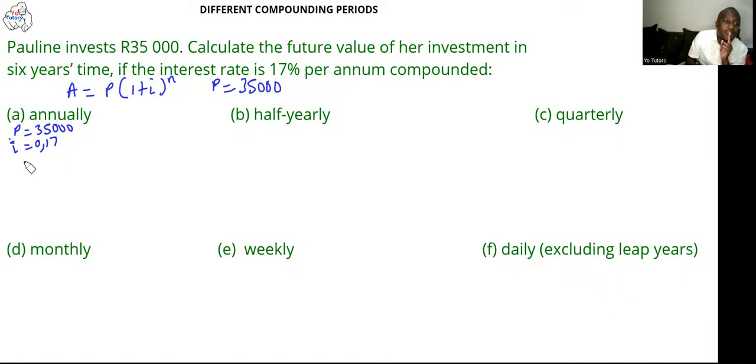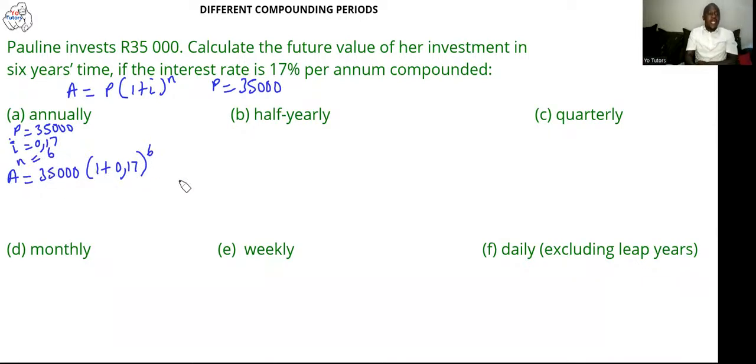So if it's 0.17, let's calculate our A. Our A is going to be equal to 35,000 in bracket 1 plus 0.17 to the power of 6, because 6 years. So n here is going to be equal to 6. Okay. Now, so we can calculate that.